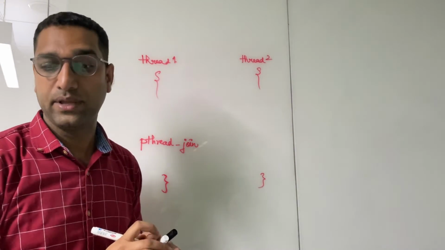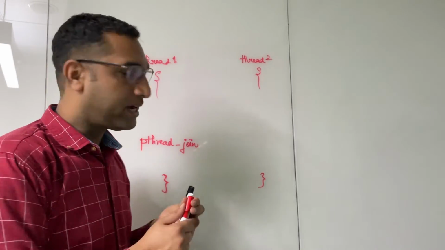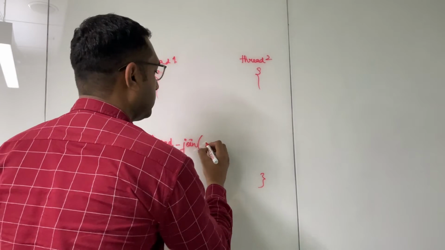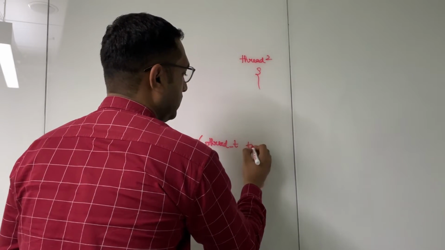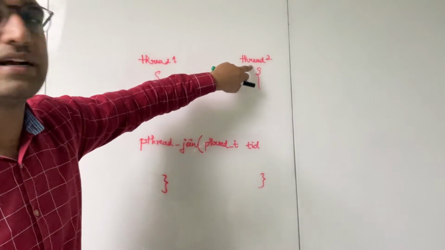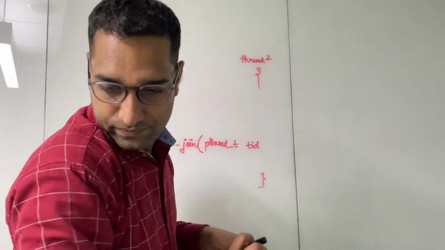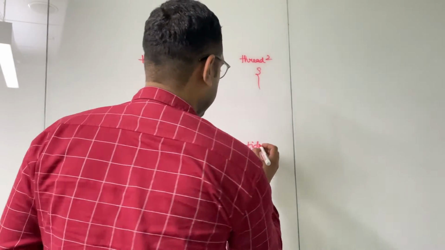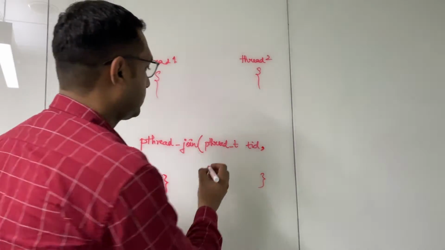And as I said, PID or TID is going to be very important. So that's why it requires the TID here. For this thread, the TID of thread 2 has to go here, and another thing called status.